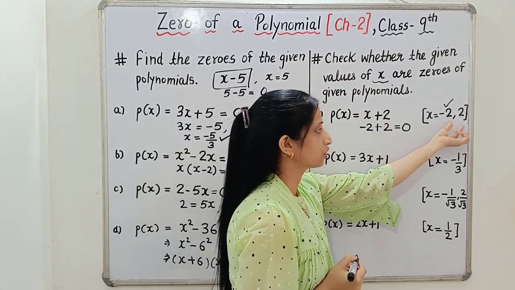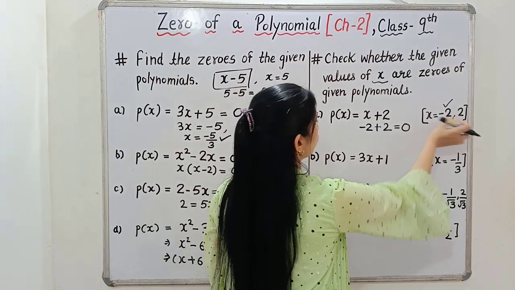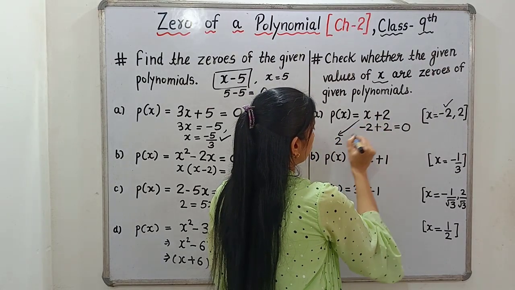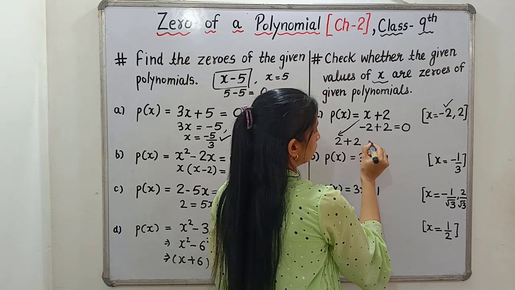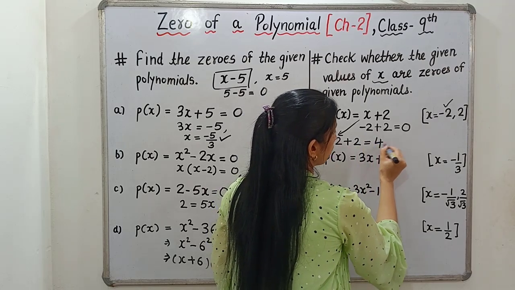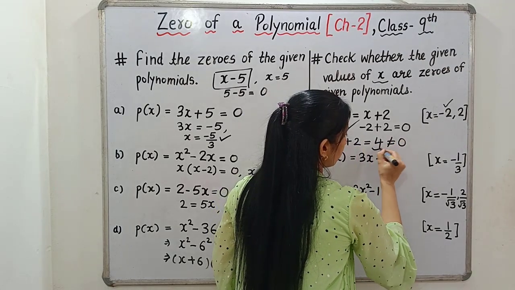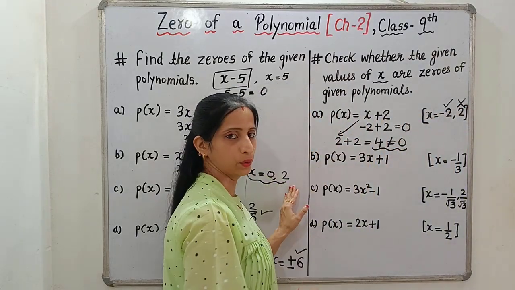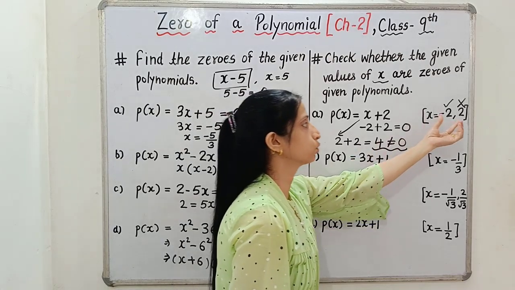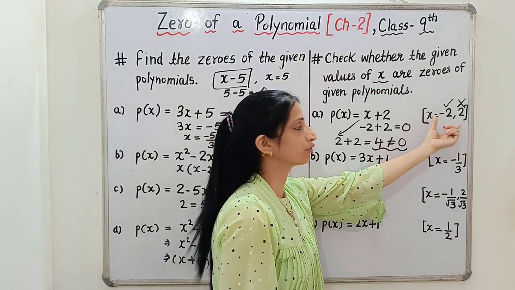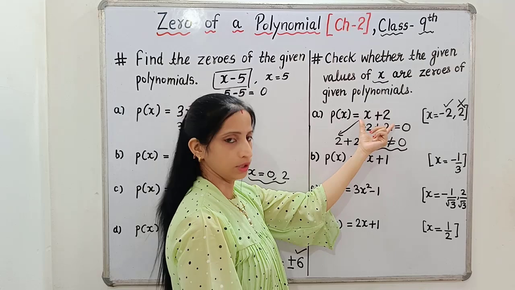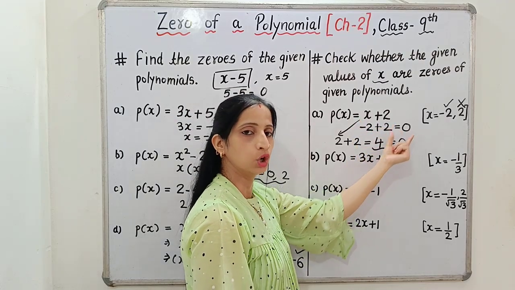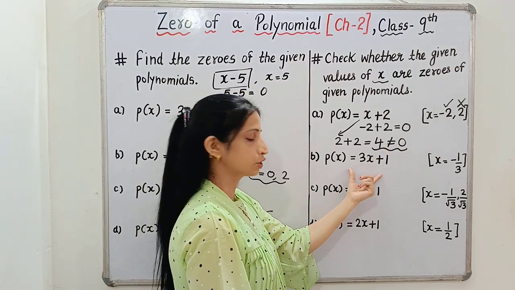Okay. Now let's check for the second one. Now put 2. If we put 2 plus 2, that is 4, and 4 is not equal to 0. Hence this will not be the 0 of this given polynomial. You only need to substitute the given values of the variable in the given polynomial, and check whether the answer is coming 0 or not. Okay. Now let's do the second one.